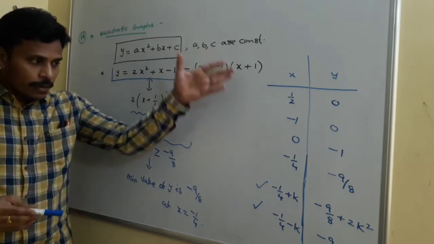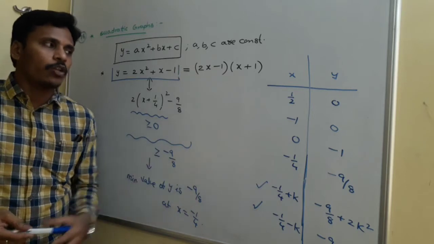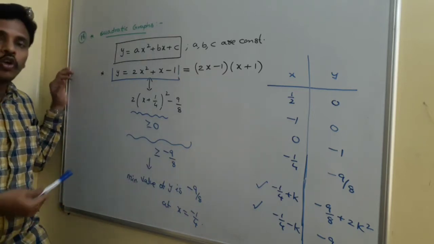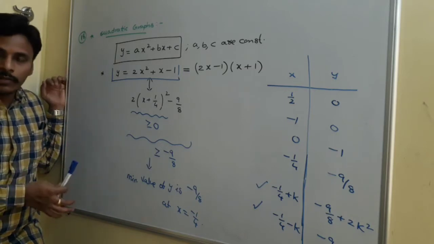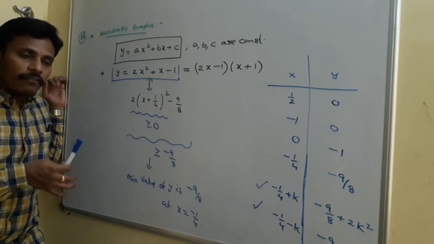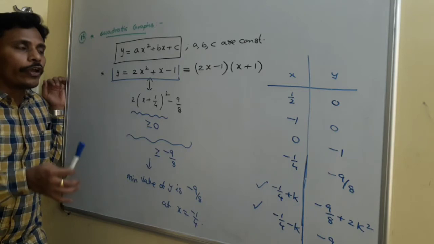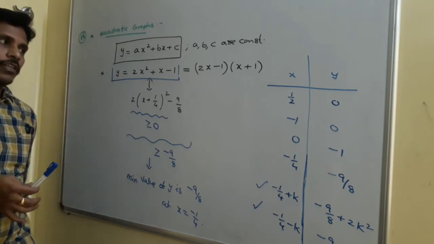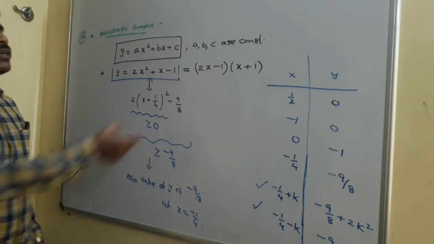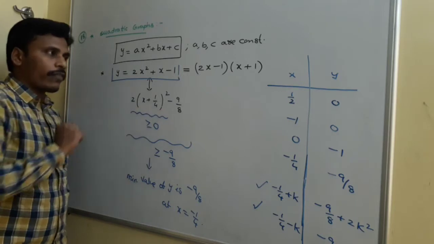With this tabular format, with these values of the table, I am going to draw the rough sketch of y is equal to 2x square plus x minus 1. Here we are going to discuss the way to draw the rough sketch of the quadratic expression. Before drawing it, you need to analyze algebraically in two ways: one is the factorization form, and the other is the perfect square form.